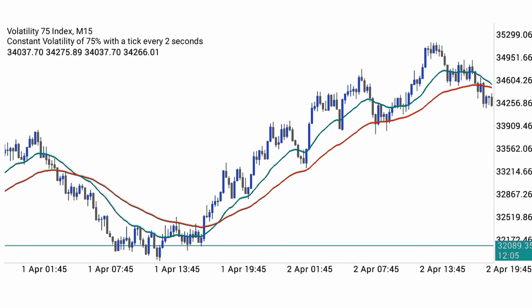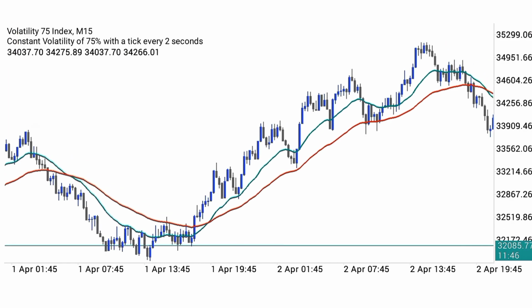All right, so here we are on volatility 75, and to teach you guys this strategy, I need to first of all start from the first step. So we are going to be taking it step by step. Let me give you the blueprint first. So to trade this strategy, there are three things you have to do.